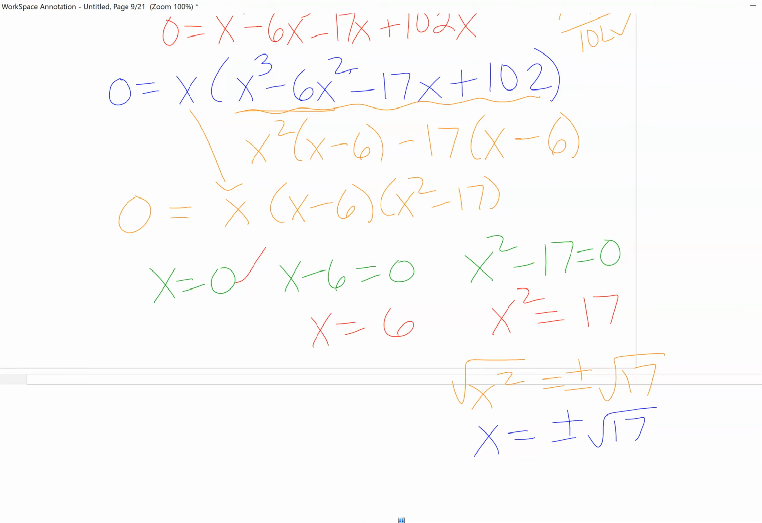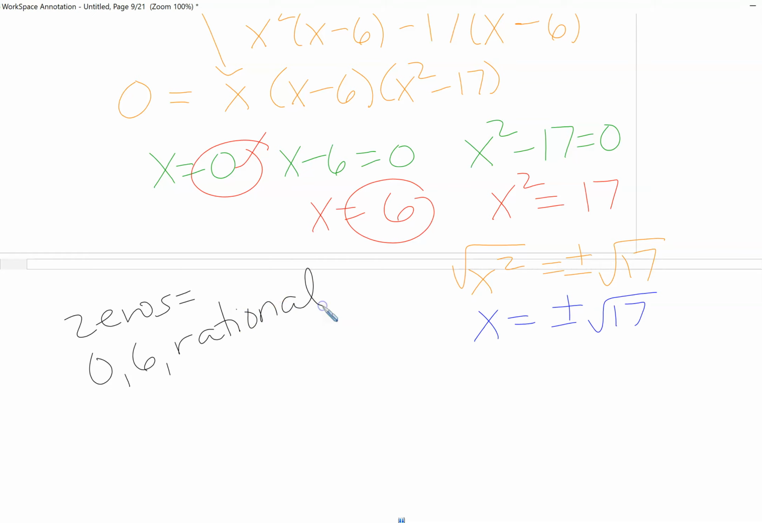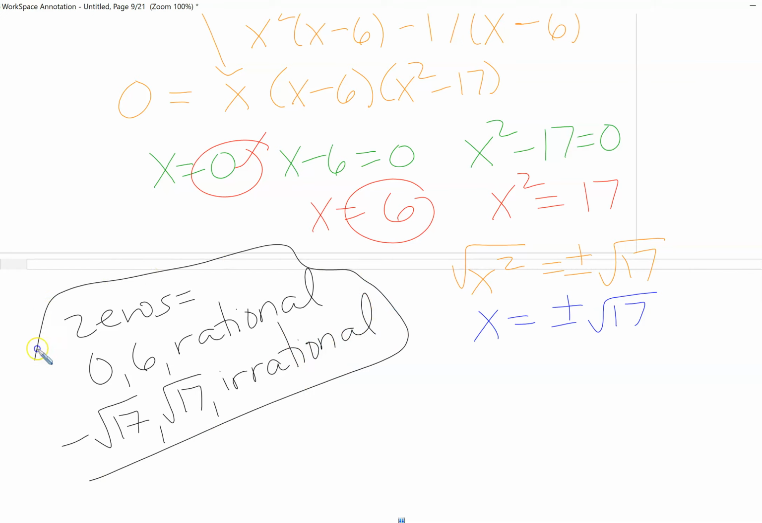So for our conclusion about all of our zeros, these zeros of 0 and 6 are both rational. So we've got 0 and 6, which are rational zeros. And positive and negative square root of 17 are irrational zeros. Like so.